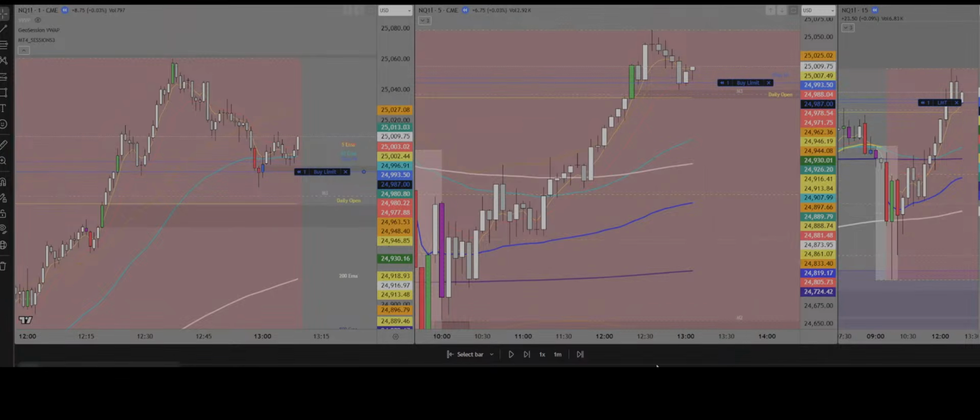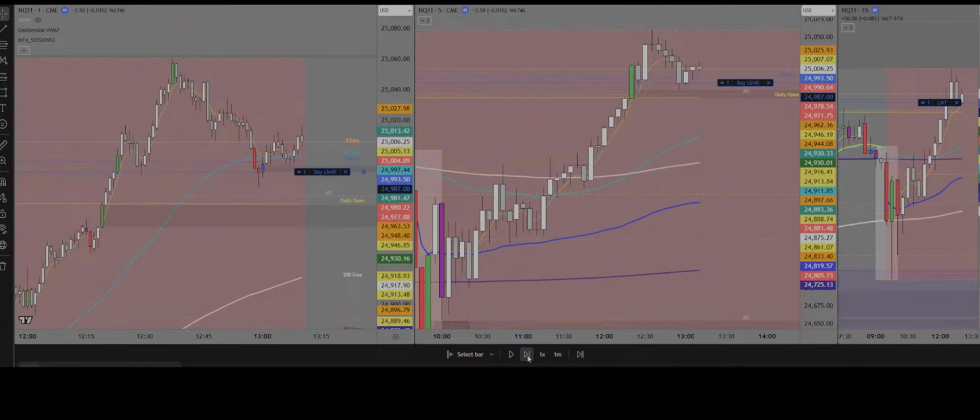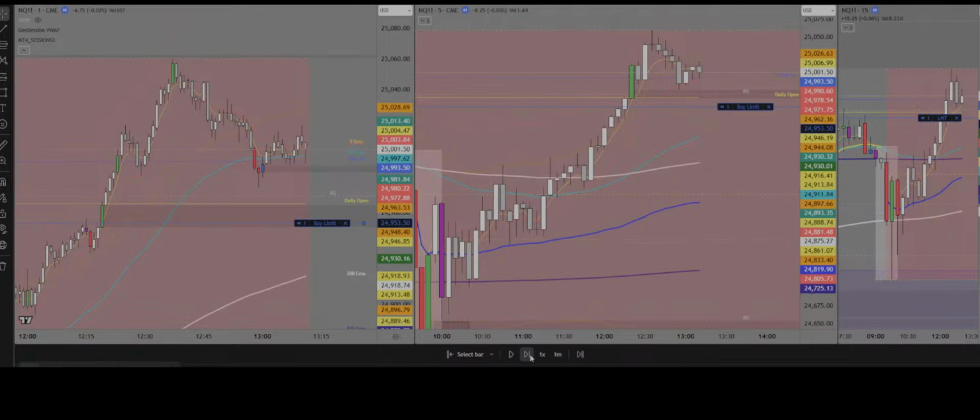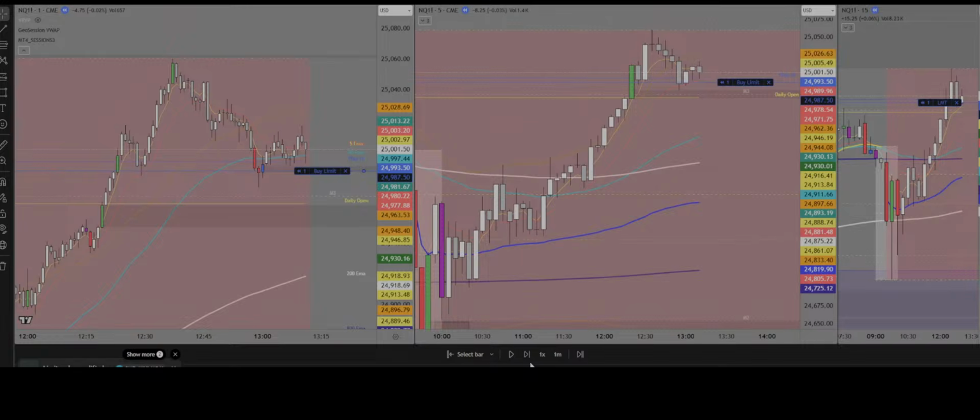Oh, this could actually fail and come back down. I'm not seeing volume step in. Yeah, I don't actually like this very much. So I'm gonna leave it in this blue one.